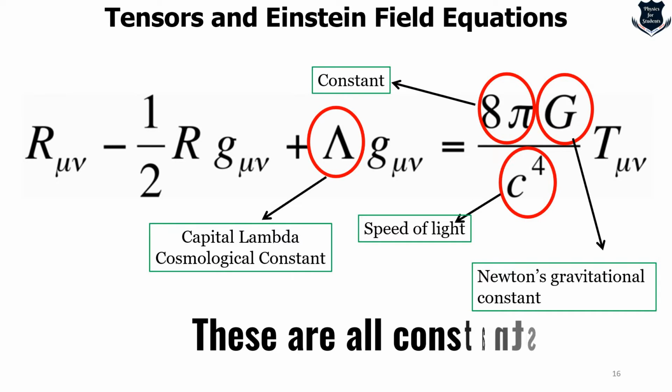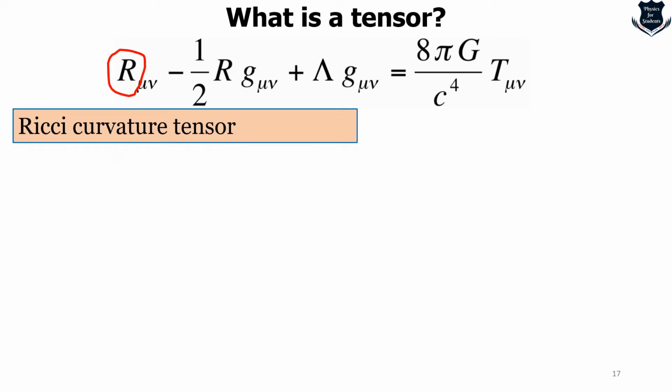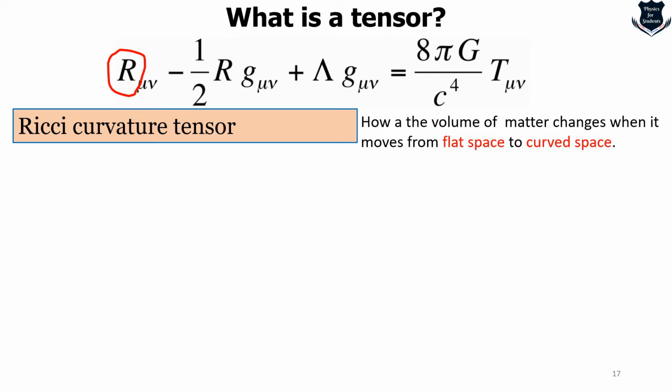So these are already constants, as you understand. So with constants we are not worried about. What we are worried about is this R, which is called the Ricci curvature tensor, and it measures how the volume of a matter changes when it moves from flat space to curved space. Now I understand that this statement is not okay with you, but don't worry, we will explain it in this video and in the coming videos.